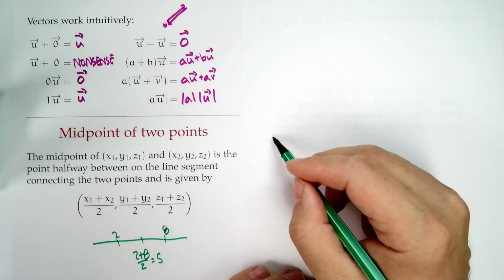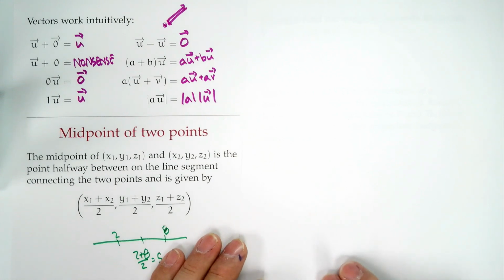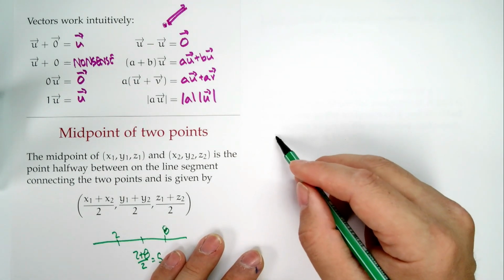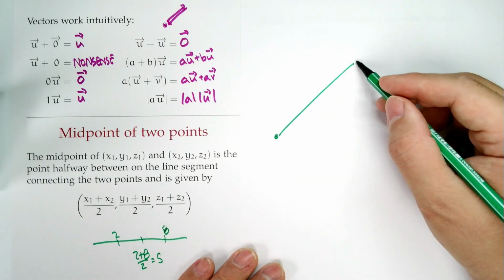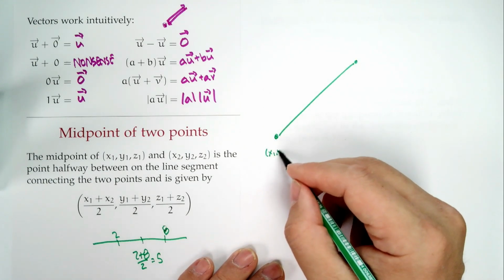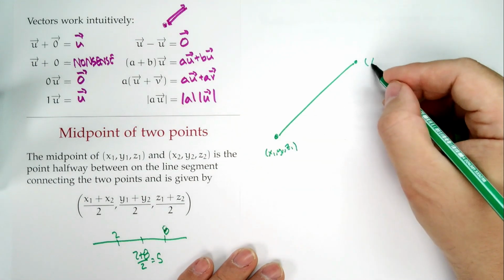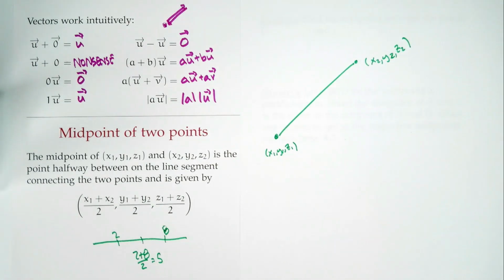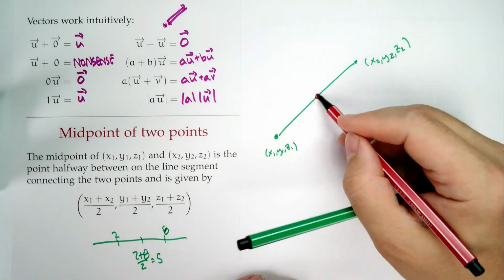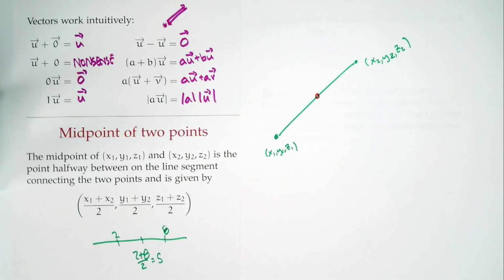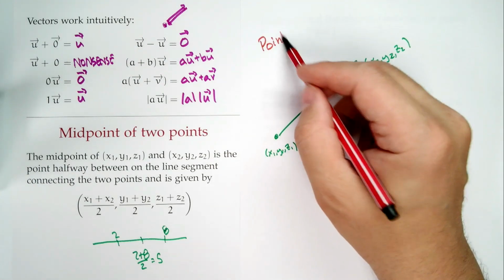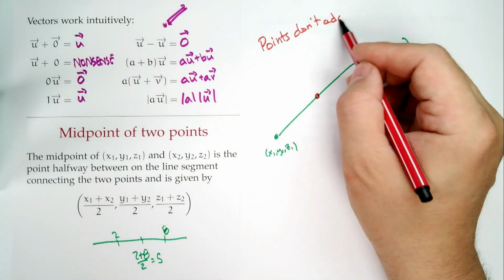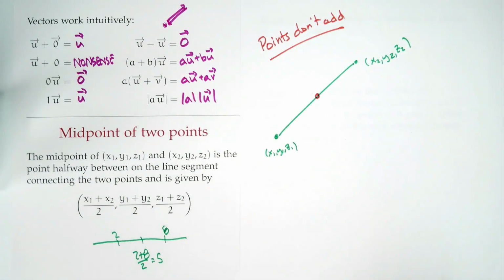But now we have to ask what's happening when we have points in higher dimensions. So I have here x1, y1, z1, and x2, y2, z2. And I want to say, what's the point halfway? Let's say this is the halfway point. What can we do? Well, let's talk about what we can't do. The first thing is we can't add points. Points don't add because points are dependent on your coordinate system.